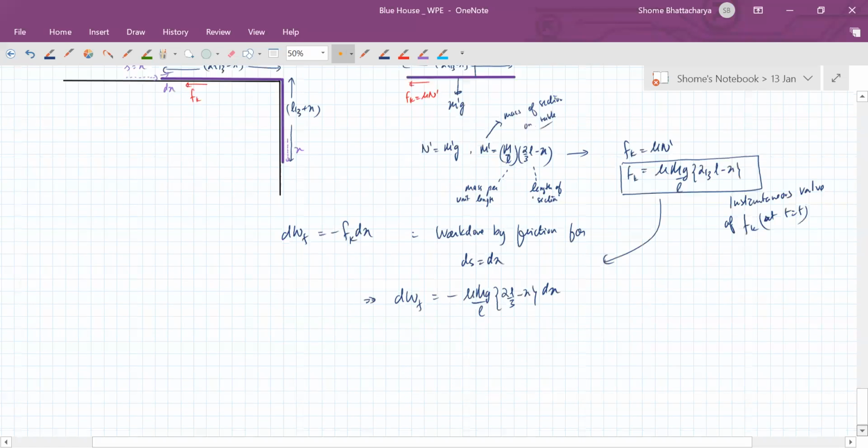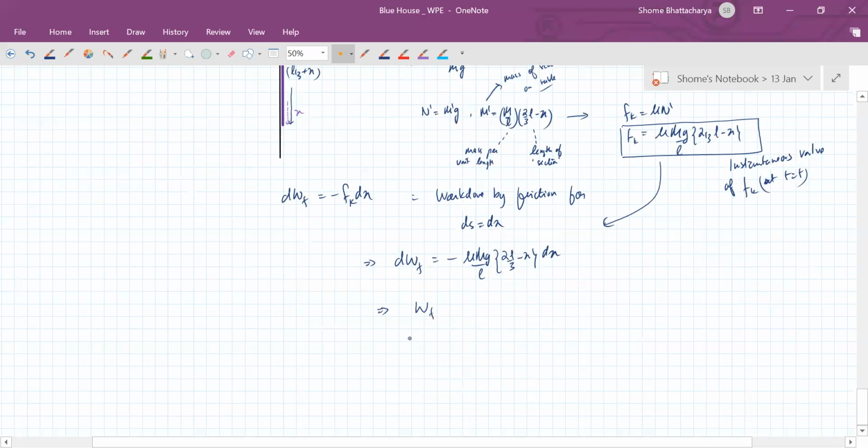So total work done by friction from initial to final, which was in my earliest diagram. So this will become, take all the constants outside. Okay. So in the initial state, my x, the portion on the table, I mean the displacement of that point was 0. In the final thing, that displacement of that point has become 2L by 3.